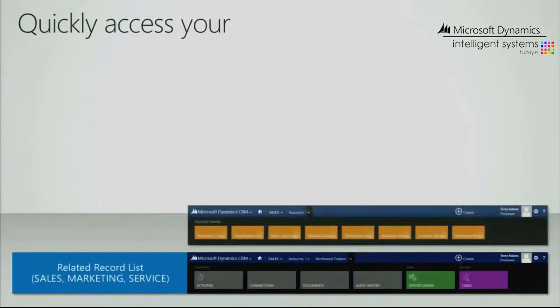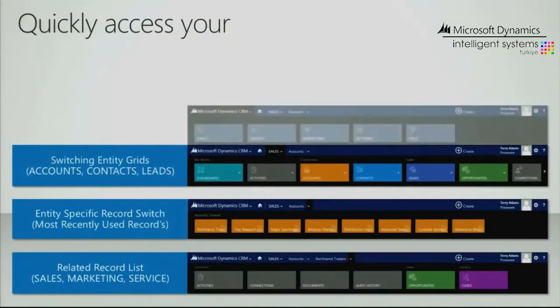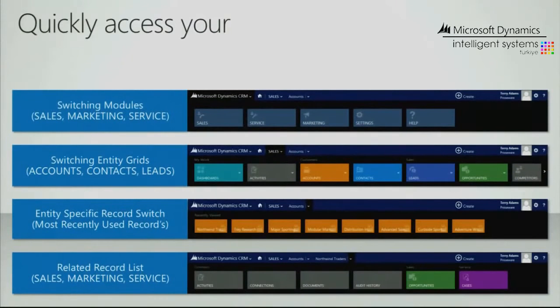This new navigational model allows you to quickly access all of the data in CRM. I can easily switch modules, jump straight into sales, marketing, and service. Once I've selected sales, for instance here, I can switch entity grids. So I have the list of accounts, contacts, opportunities, competitors. Once I select a specific account, I can then go into my most recently used items, helping me access the data that's most important to me. And then lastly, once I actually open up the record in CRM, I have related record lists, things like documents, connections, activities, and related entities.